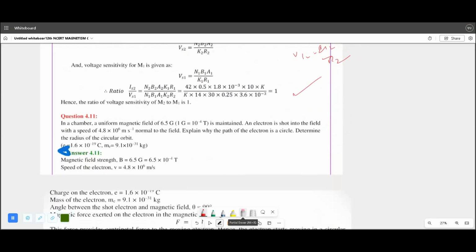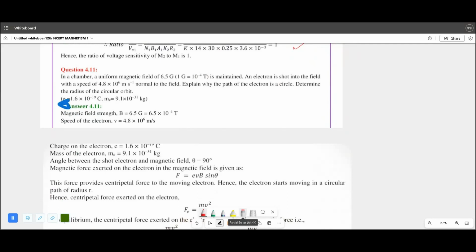Next question, 4.11. In a chamber, a uniform magnetic field of 6.5 G is maintained. G is 10 to the power minus 4 Tesla. An electron is shot into the field with the speed given, normal to the field. Explain why the path of the electron is a circle. Determine the radius. Now, the magnetic field is given here, and the electron is shot into the field with this speed.